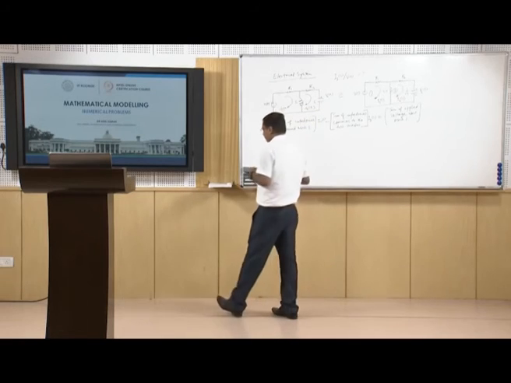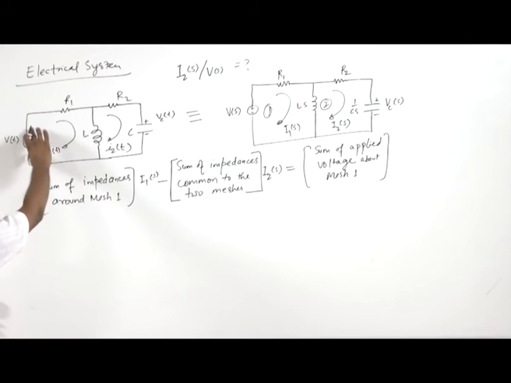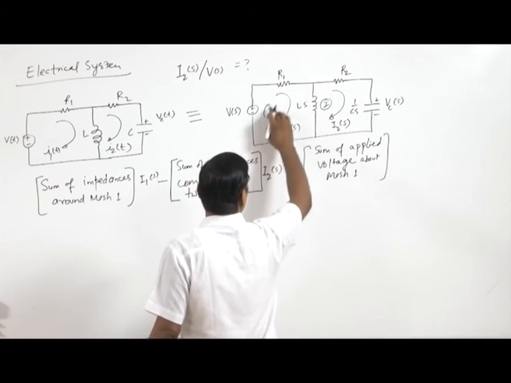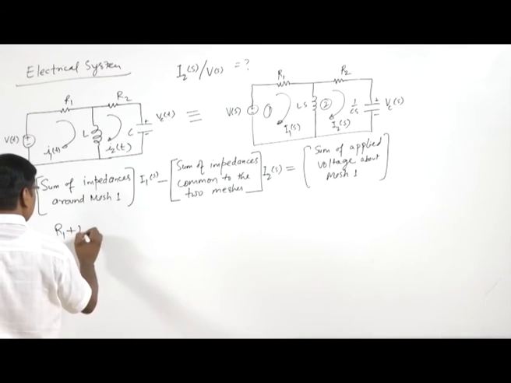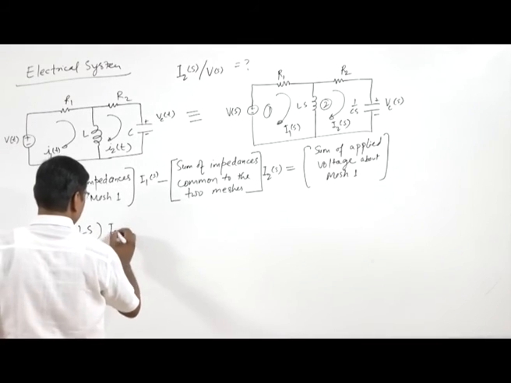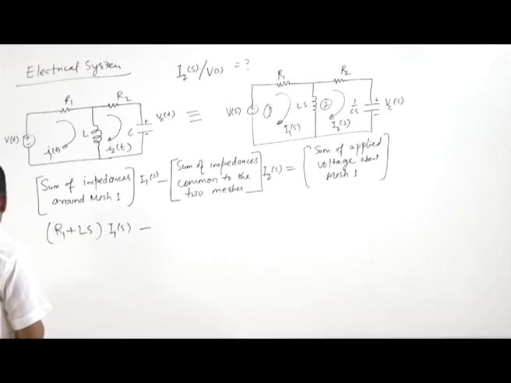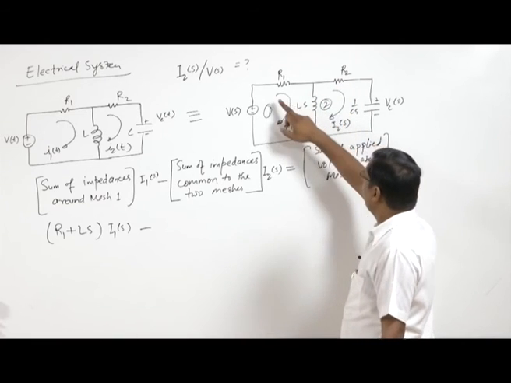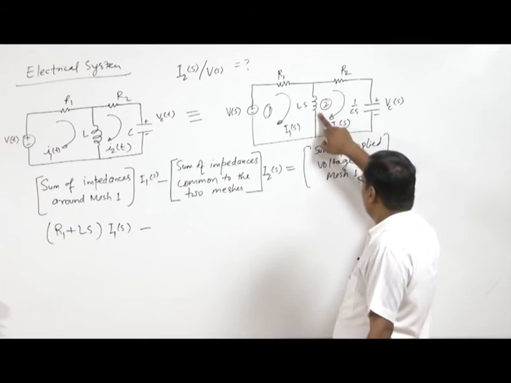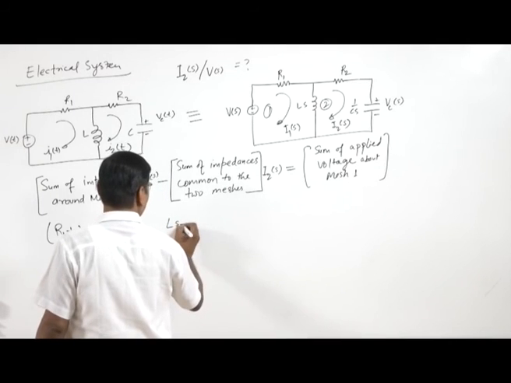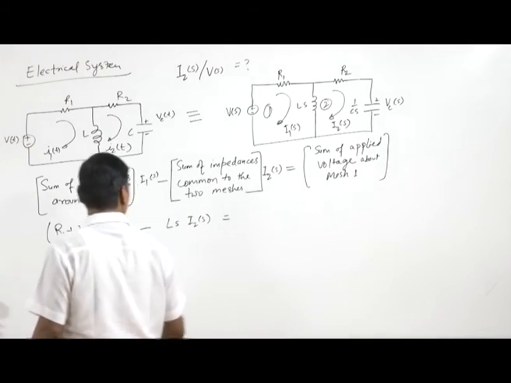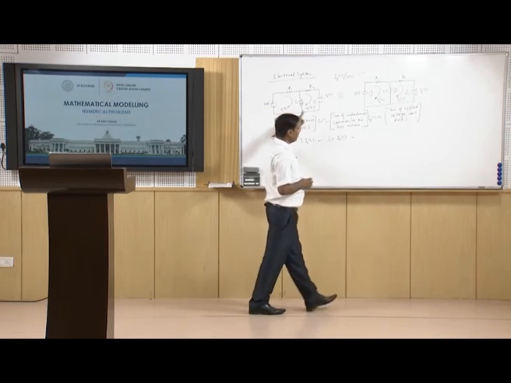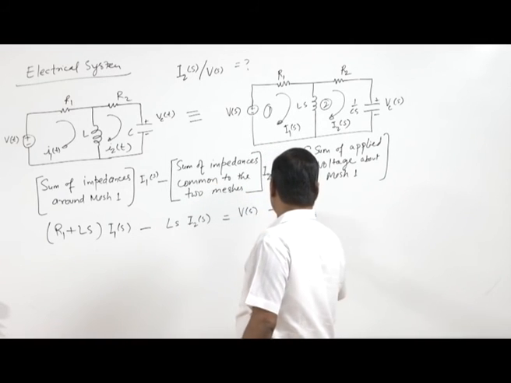So what is the impedance around mesh 1? In mesh 1 there is impedance R1 and Ls. So R1 plus Ls into I1s, minus the sum of impedance common to the two meshes. Here this inductor is common to the two meshes because it is in mesh 1 as well as in mesh 2. So minus Ls into I2s, equal to the sum of applied voltages around mesh 1, that is Vs. This is equation number 1.